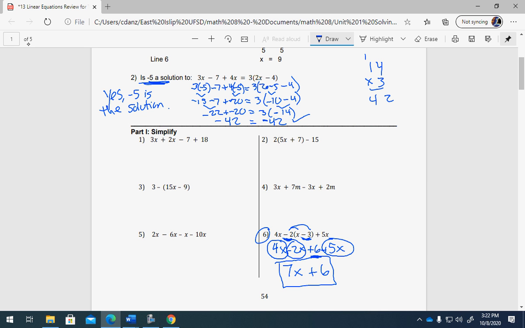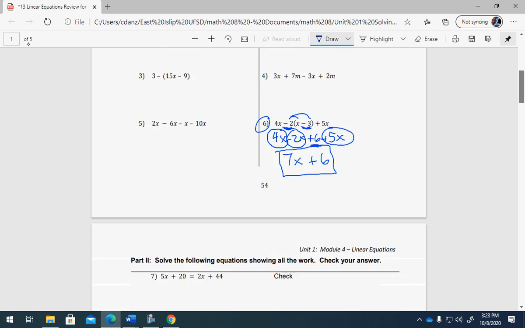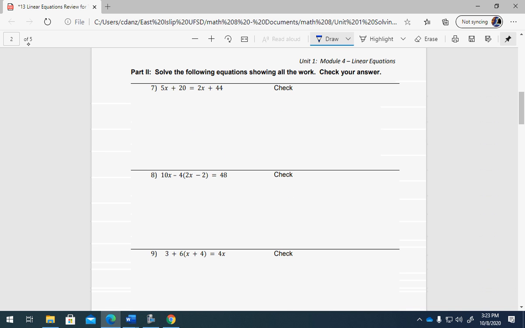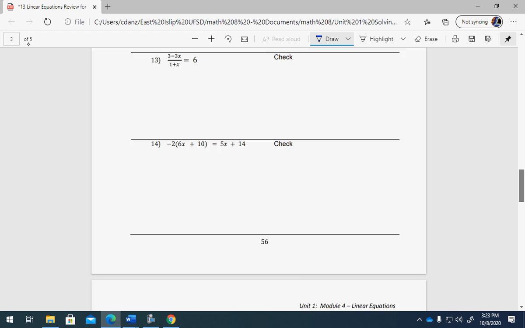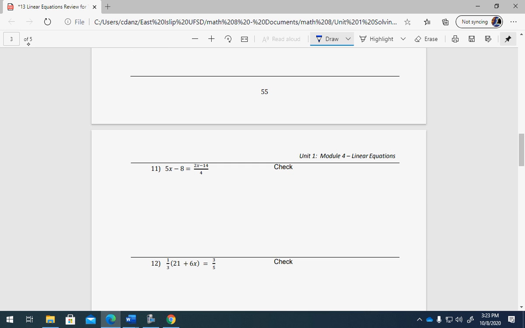So none of the problems over here, numbers 1 through 6, can be solved because they don't have an equal sign. They can only be simplified. Simplifying is distributing and combining like terms. And then I just want to point out that on the rest of these, there's a lot of equations to solve and check. I really don't want to overwhelm you with too many checks.